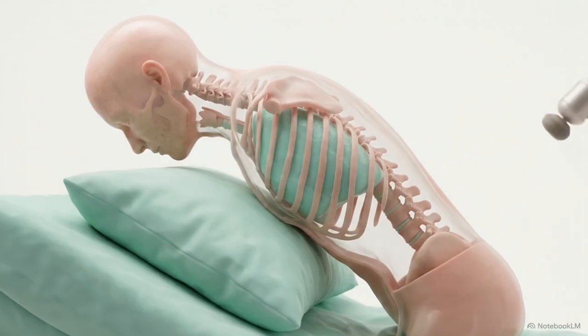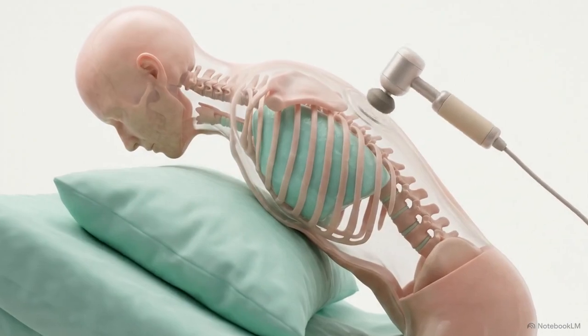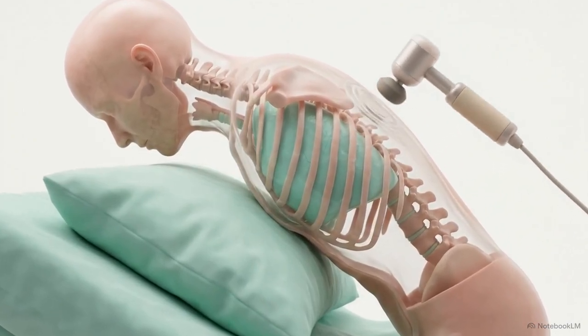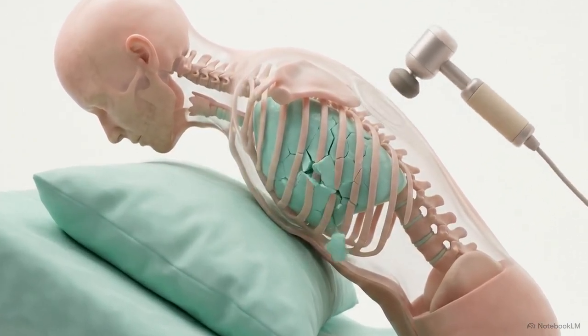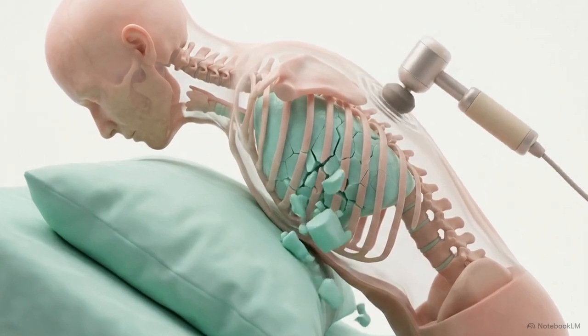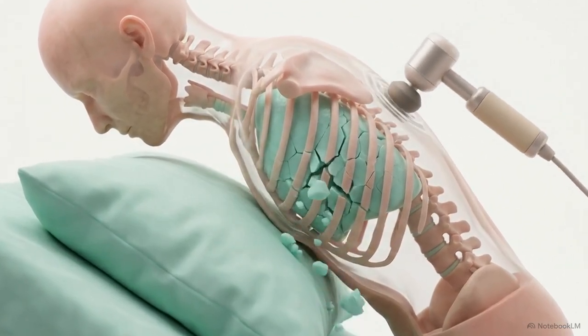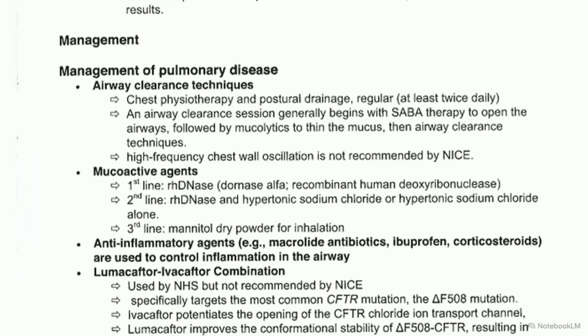Managing the disease requires aggressive intervention. On a mechanical level, patients rely on daily chest physiotherapy and postural drainage to physically dislodge the static secretions. This management guideline highlights the pharmacological approach. The first-line mucoactive agent used to chemically thin the dense mucus is recombinant human DNase, or Dornase alpha.